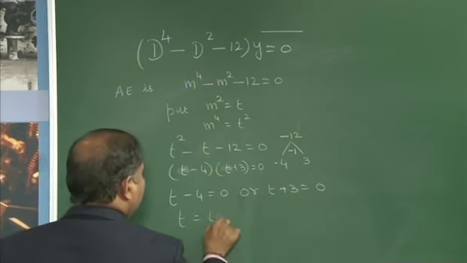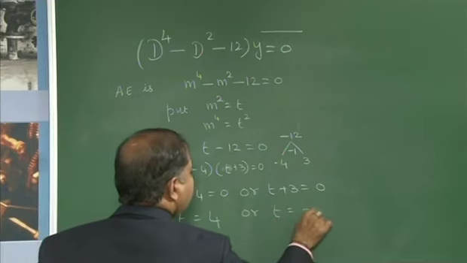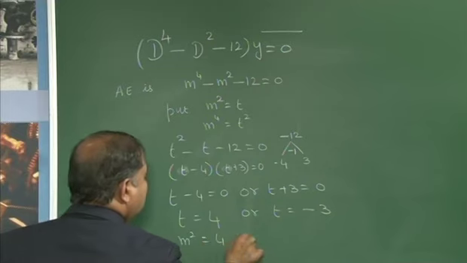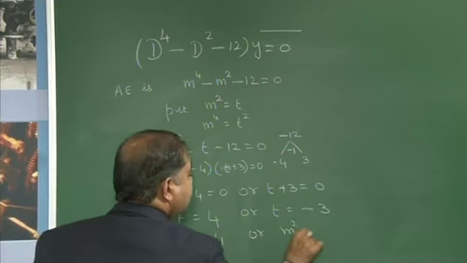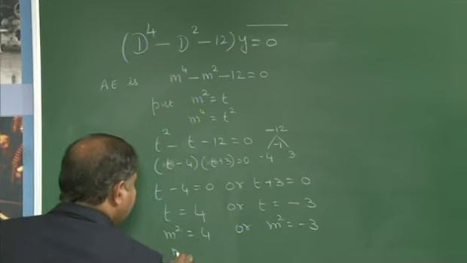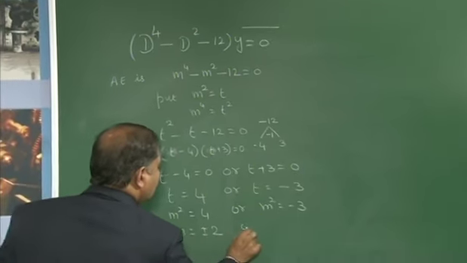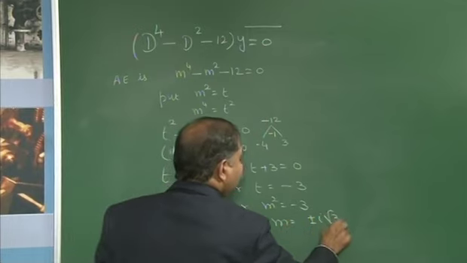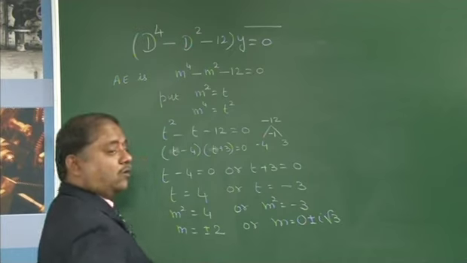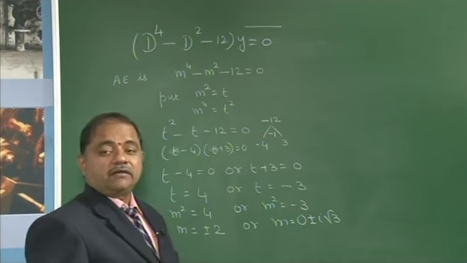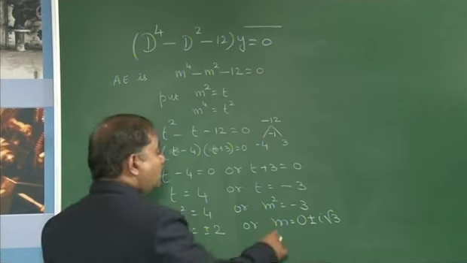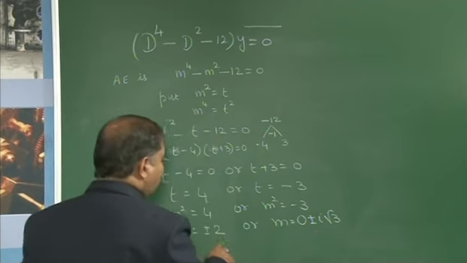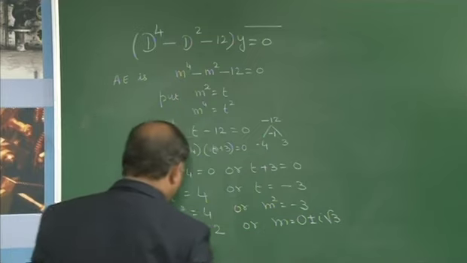t is equal to 4 or t is equal to minus 3. m squared is 4, and m squared is minus 3. So what is m? Plus or minus 2 here, but here plus or minus i root 3. I can add 0, because m1 plus or minus i m2 is our form. So 0 plus or minus i root 3. You can see a combination of two unequal and the complex roots.